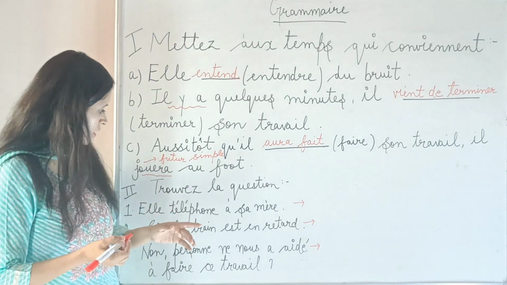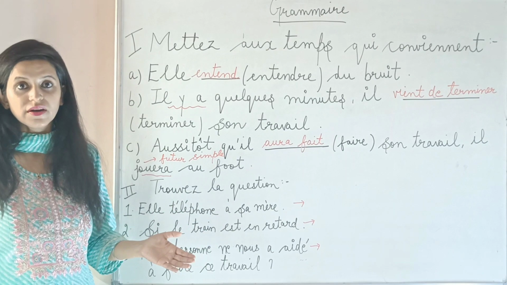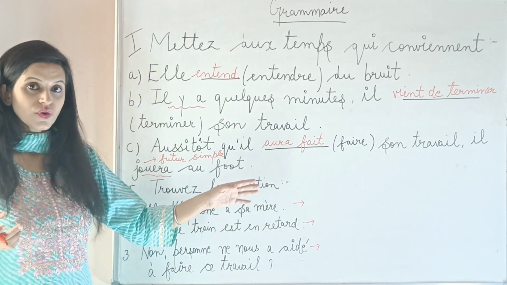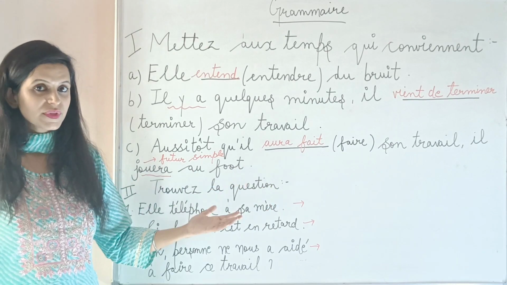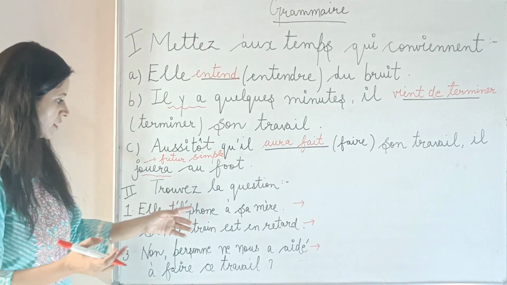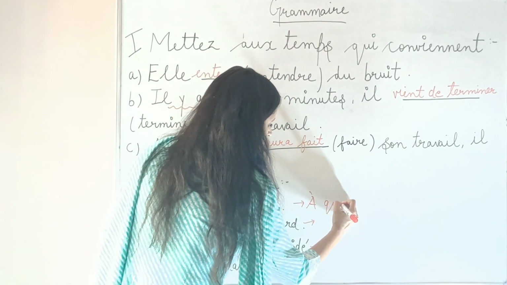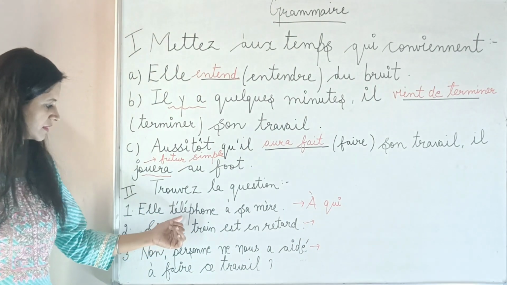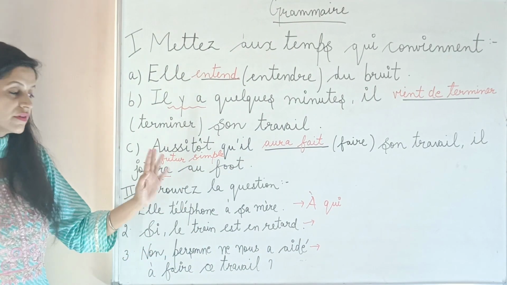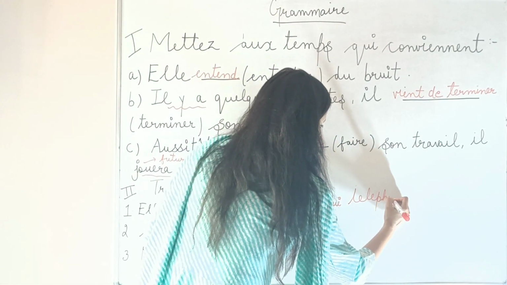Trouver la question. First part of trouver la question. Elle téléphone à sa mère. She's giving a call to her mother. To is already given. She's giving a call to her mother. What will be the question? To whom is she calling? So you take this preposition which is given. Whom or who is key. Elle téléphone. Whenever you frame a question, you need to follow inversion. So just inverse it. Téléphone.